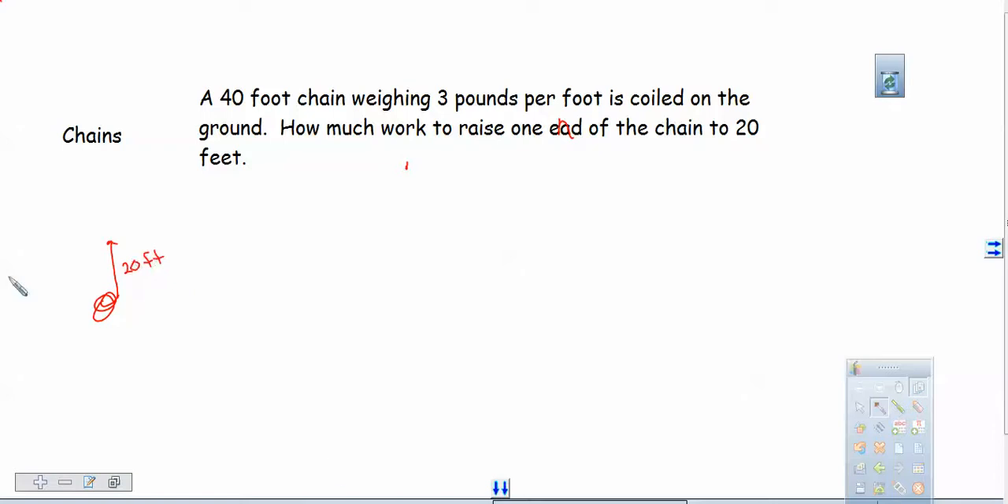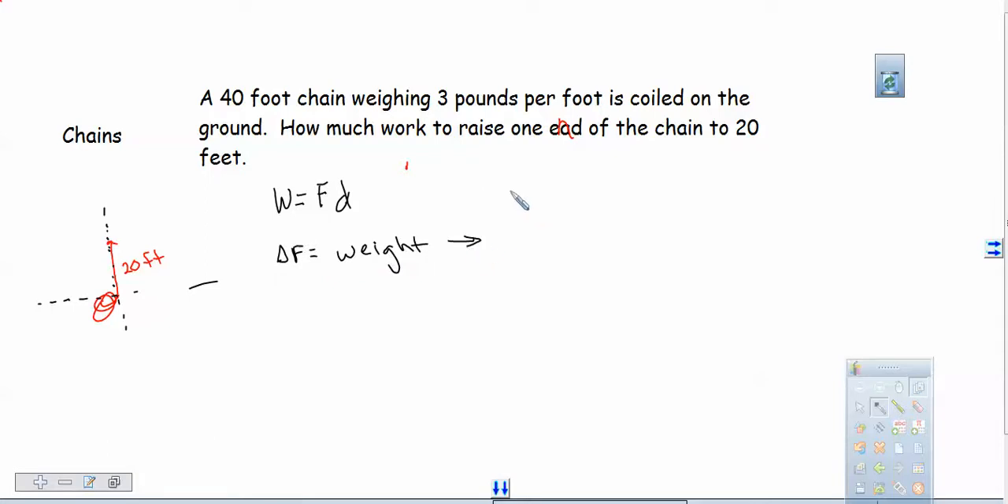Now, I would draw my coordinate plane in here. I'd put this right on the x and y axis so that you have a height of y no matter where you are. So once again, work is force times distance, and your distance has an equation this time, and your force kind of has one too, because the change in force is a weight.